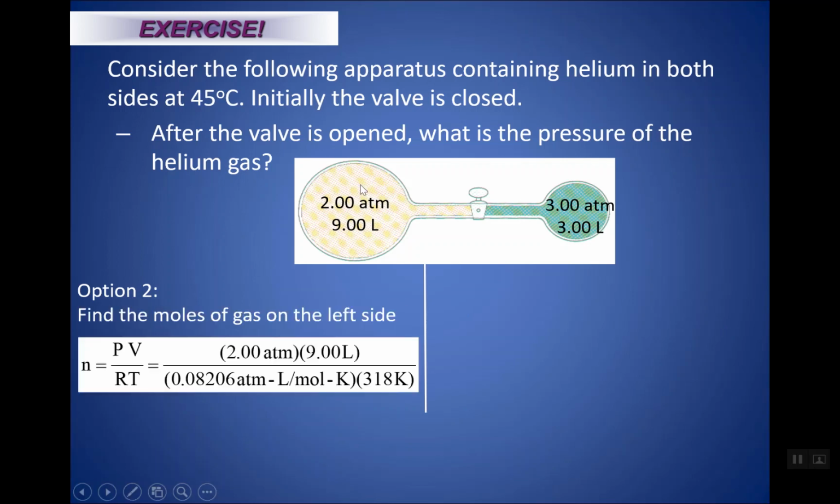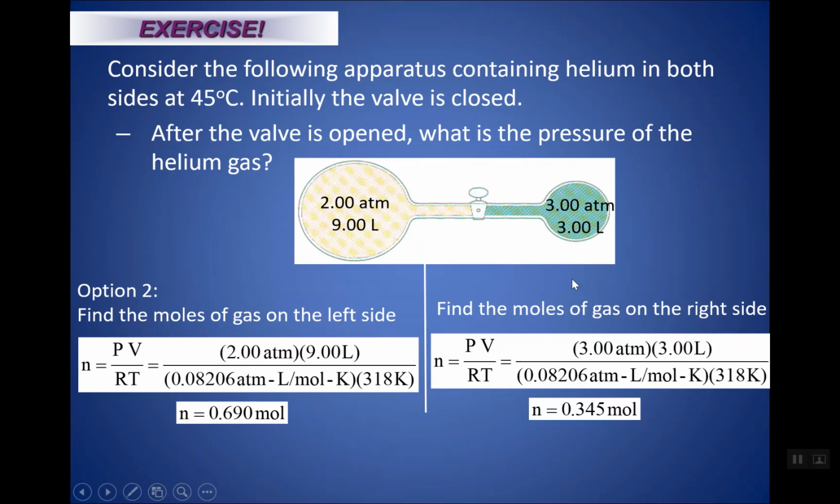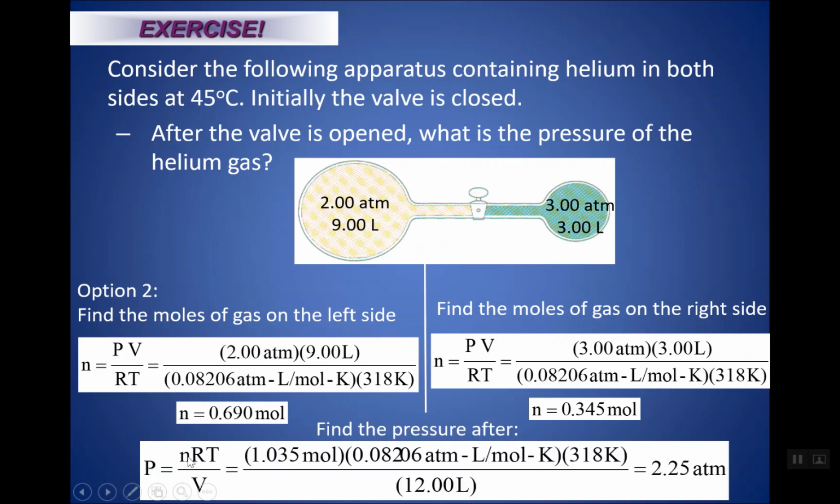If I find the moles of gas on the left side with the pressure, the volume, the temperature, here is my number of moles. And if I do the same thing on the right side, pressure, volume, temperature, to find the moles, then I could say, hey, when I open the valve, these moles will mix together, so I can add them up, and I can find the pressure by plugging these added moles into PV = nRT. Now the volume would be 9 plus 3, which is 12 liters, and then I get 2.25. And that's a lot of work. And there's actually an easier way to do this.